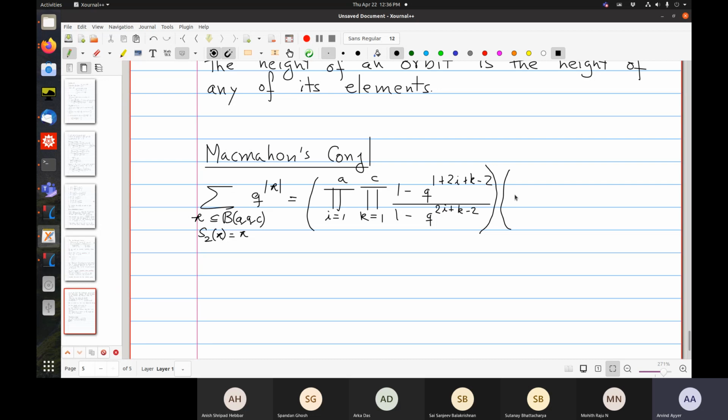times another product, product 1 less than or equal to i less than j less than or equal to A, product k equals 1 to C, and here let me write it in a slightly more convoluted looking form, but you will see why it's useful in a second. 2 plus 2 times i plus j plus k minus 2. So yes, I know that sometimes it's 1 minus q to the 2i plus j plus k.